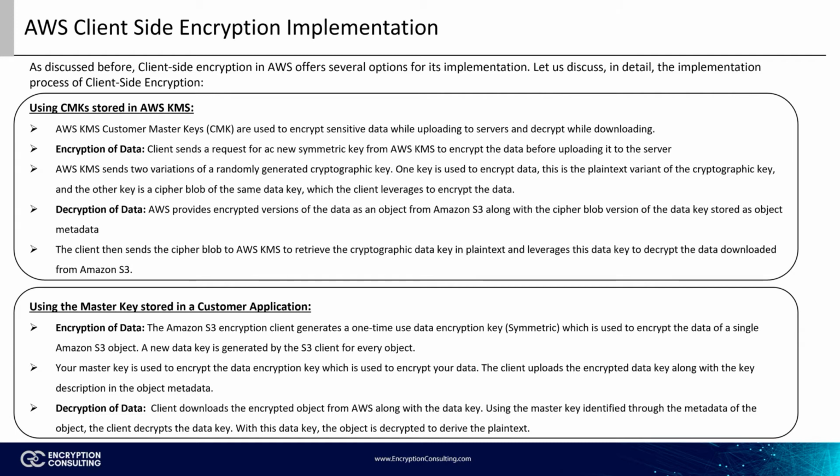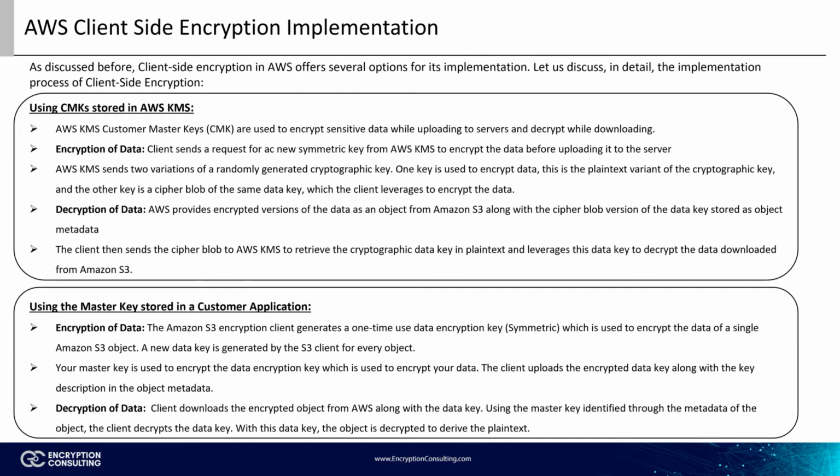For decryption of data, AWS provides an encrypted version of the data as an object from Amazon S3, along with the cipher blob version of the data key stored as object metadata. The client then sends the cipher blob to AWS KMS to retrieve the cryptographic data key in plain text form. The data key is then leveraged to decrypt the data downloaded from Amazon S3.